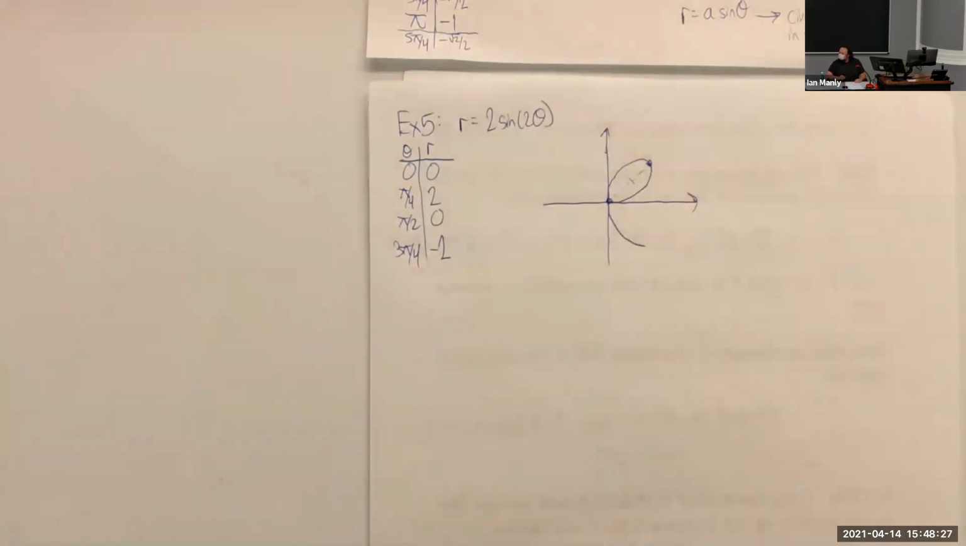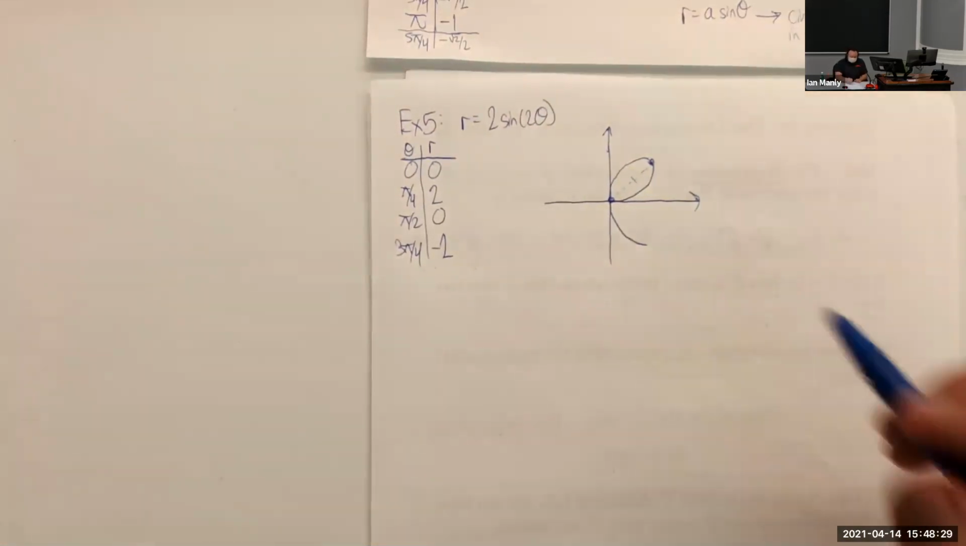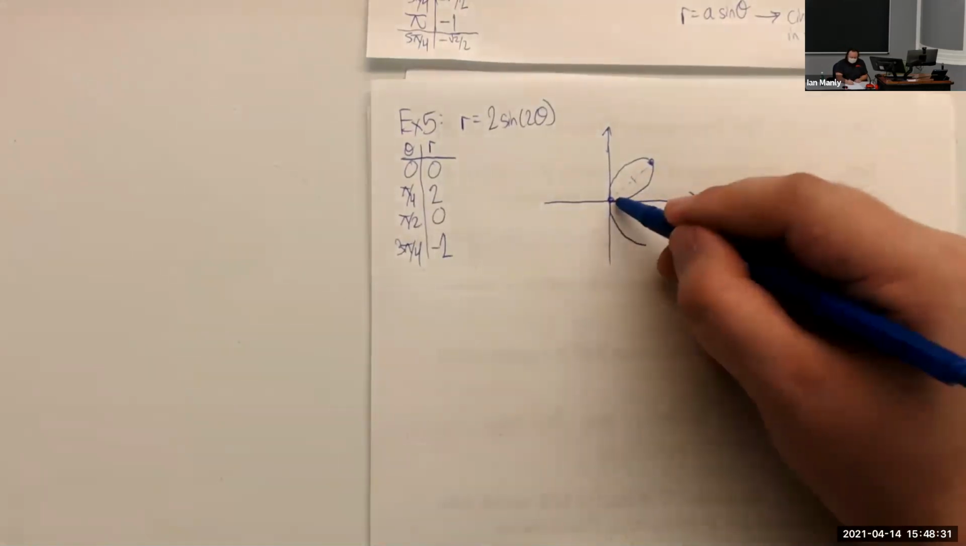How do I know to curve them like that? If I'm being rigorous about this, I really should verify whether it's curved this way or maybe it's flatter.